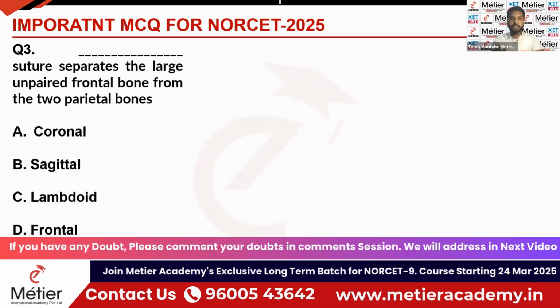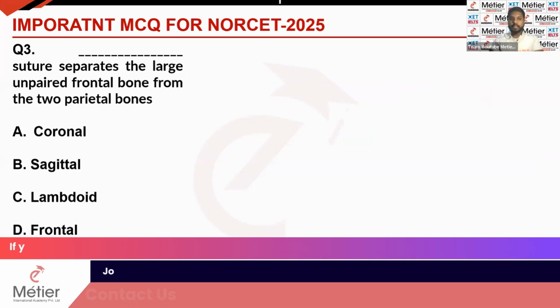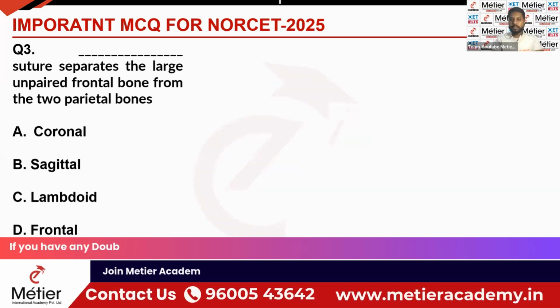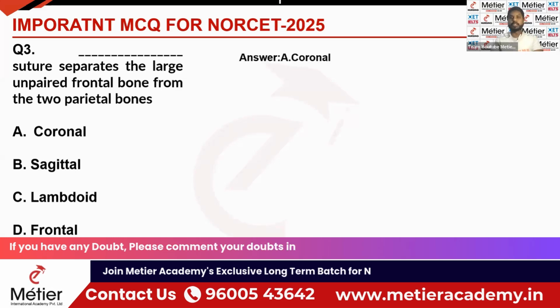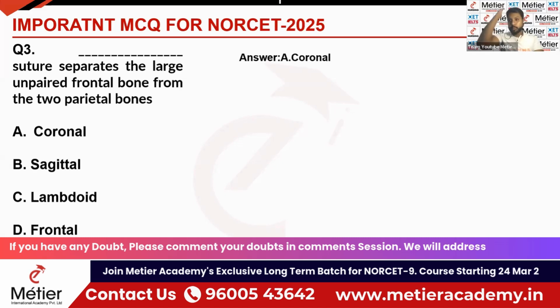The next question: which suture separates the large unpaired frontal bone from the two parietal bones? They are asking about the sutures of the skull. The options are coronal, sagittal, lambdoid, and frontal. So what are the sutures we have? We already know: the coronal suture separates the large frontal bone from the two parietal bones.